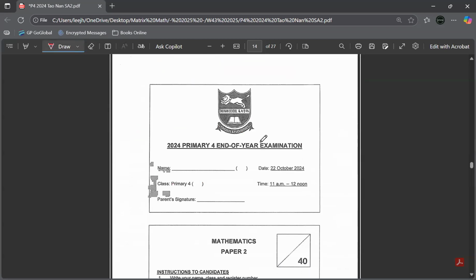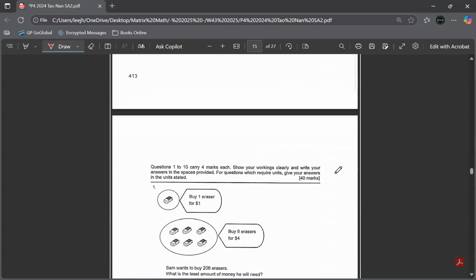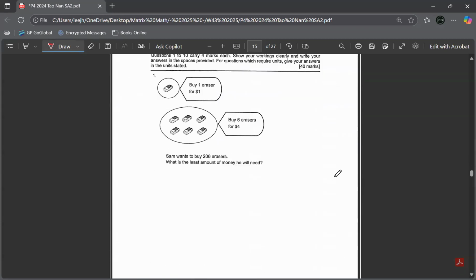Okay, it's the second paper already. Question number 1. Sam wants to buy 206 erasers. What is the least amount of money he will need? So this one, buy one eraser for $1, but when you buy six, you only pay four. Of course, you will actually buy in groups of six first, right? So we look at number of groups. How many groups of six can you get from 206?